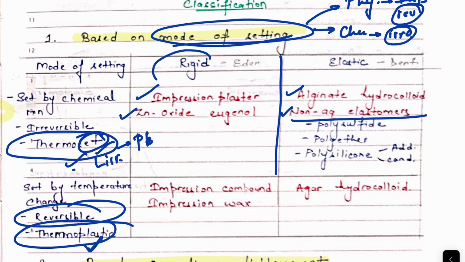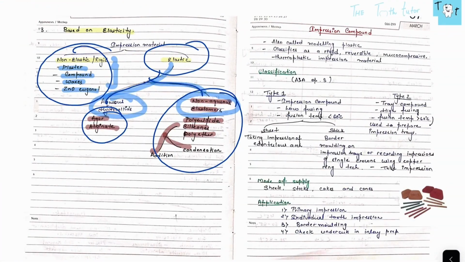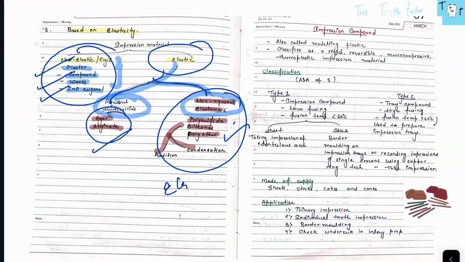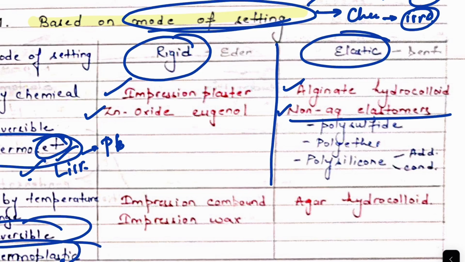We already talked about the rigid and the elastic materials, right? We talked about how impression plaster, waxes and ZOE paste are rigid materials, and alginate and elastomers are elastic materials. So instead of placing all four into one category, we divided them into rigid and elastic materials. The rigid ones are impression plaster and ZOE paste, and the elastic materials that set by chemical reaction are alginate and elastomers.